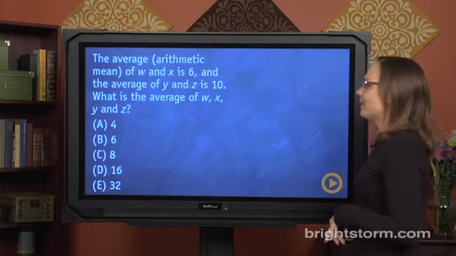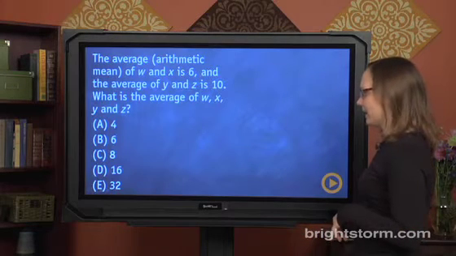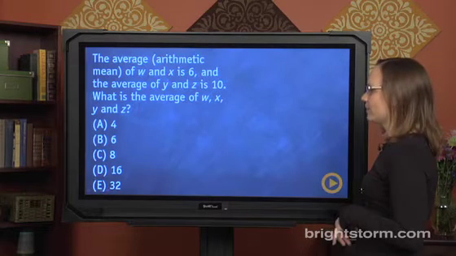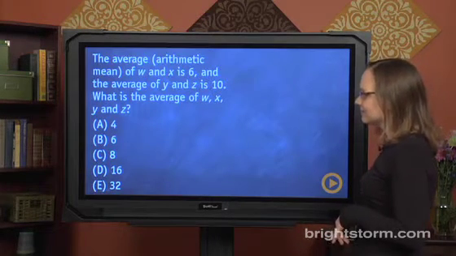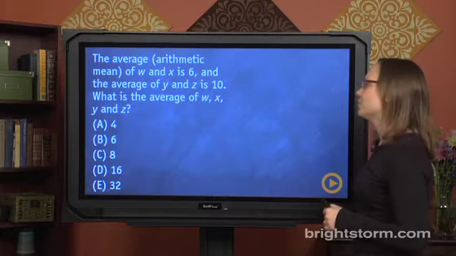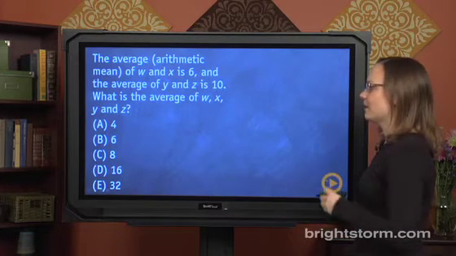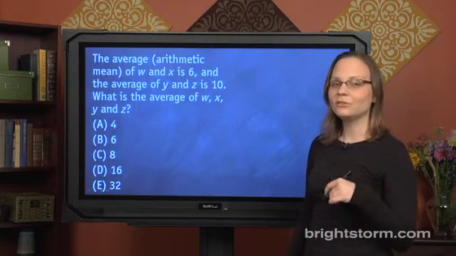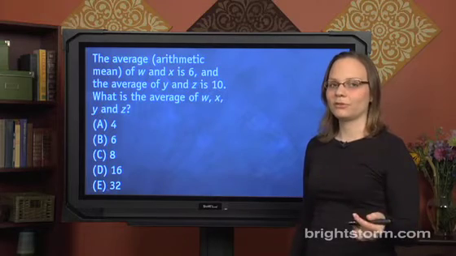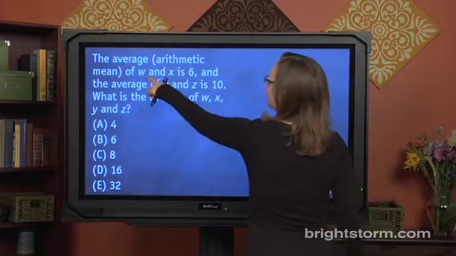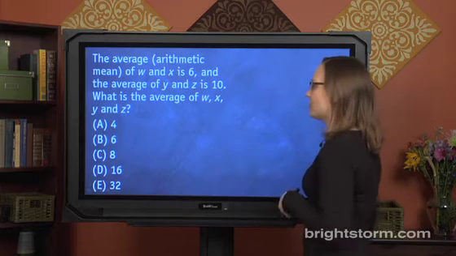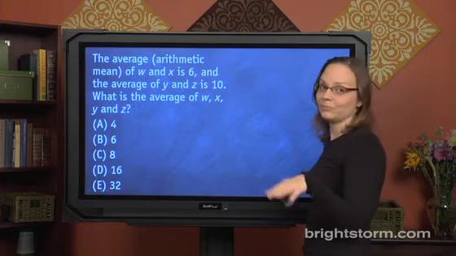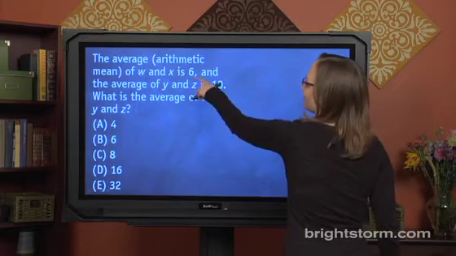The average, or arithmetic mean, of w and x is 6, and the average of y and z is 10. What is the average of w, x, y, and z? So the first step is to turn our variables into numbers. And I should mention that you usually want to avoid the numbers 1 and 2, and you usually want to avoid repeating numbers. So for instance, let's see, w and x. I need to pick 2 values of w and x that I should avoid 1 and 2 if possible, and I shouldn't repeat them. And they need to average to 6.